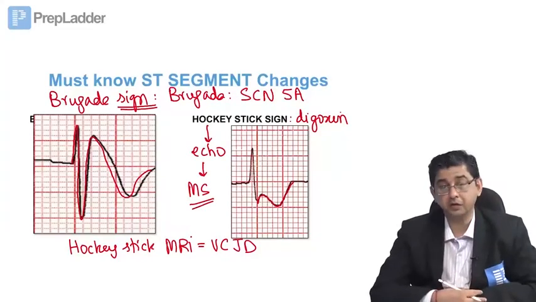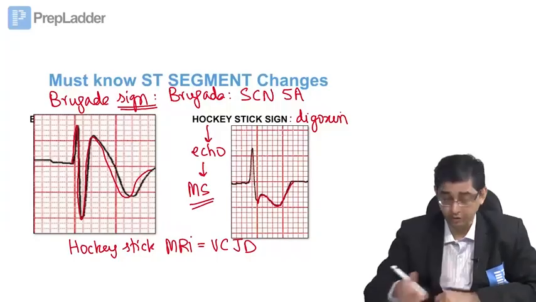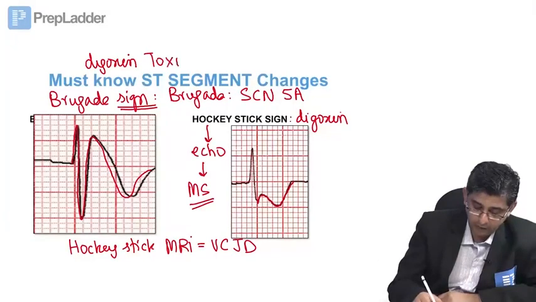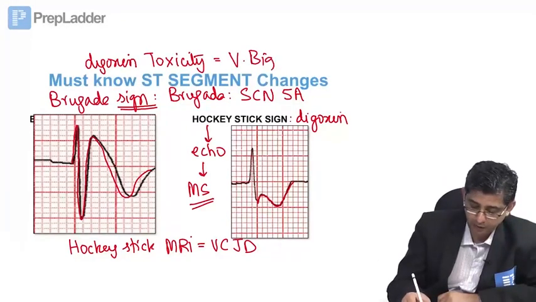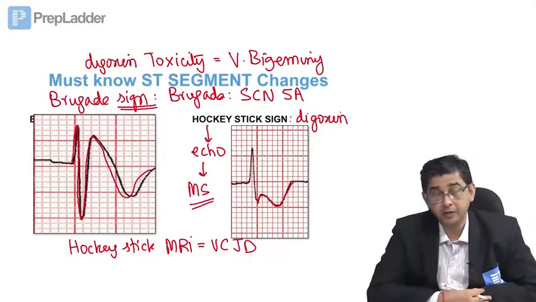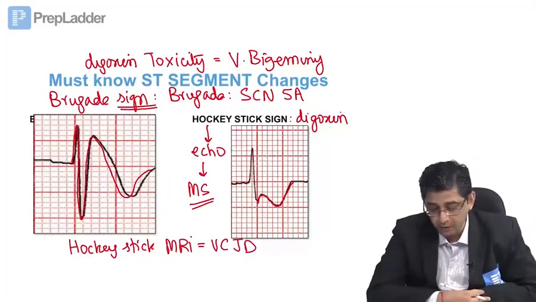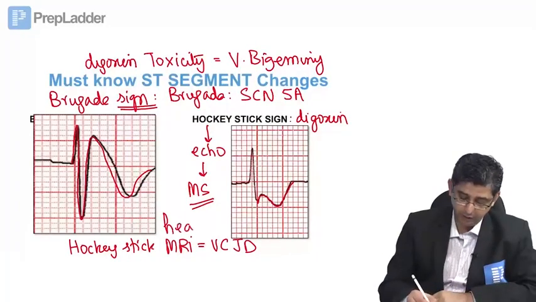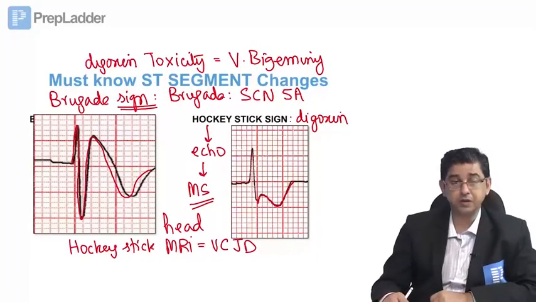So hockey stick sign is to be remembered for digoxin, not toxicity, right? Digoxin toxicity causes arrhythmia. The arrhythmia that is caused by digoxin toxicity is ventricular bigeminy. Here you need to remember digoxin administration can cause an ST segment depression. Hockey stick sign on echocardiography is mitral stenosis, and hockey stick sign on a MRI head that would be seen in a prion disease, that is variant Creutzfeldt-Jakob disease.